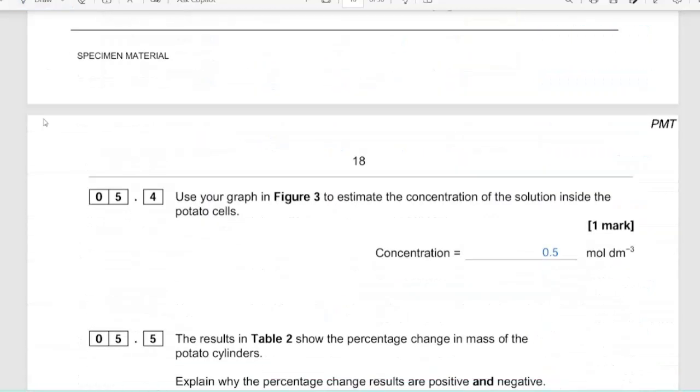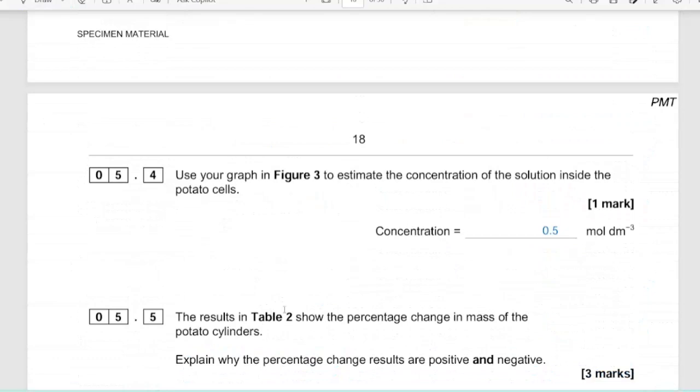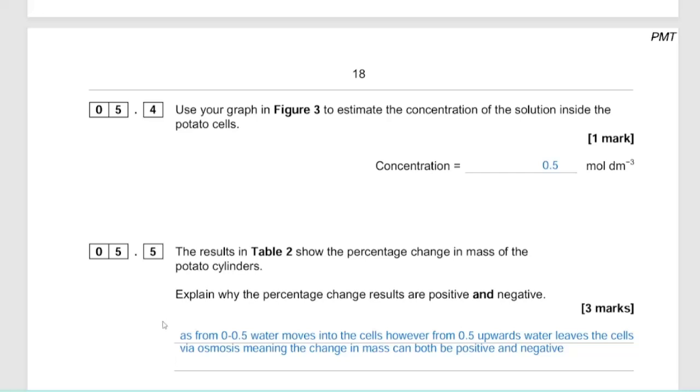And as you can see, that's what I wrote. Now, for 5.5, the results in table 2 show the percentage change in mass of the potato cylinders. Explain why the percentage change results are positive and negative. Now, as I said, from 0 to 0.5, water moves into the cells, and from 0.5 upwards, water leaves the cells via osmosis, meaning that the change in mass can be both positive and negative, depending on whether water leaves or enters the potato.